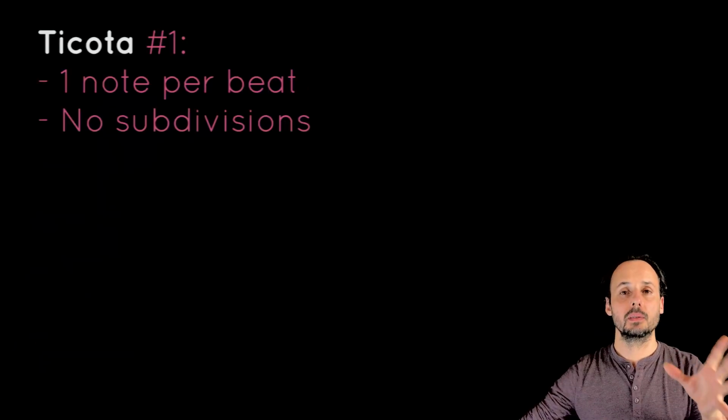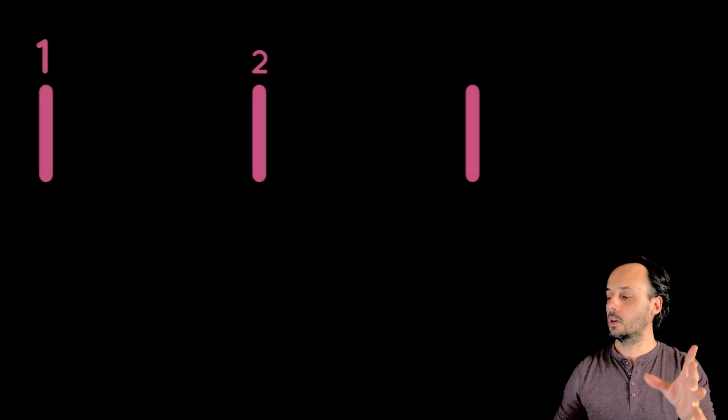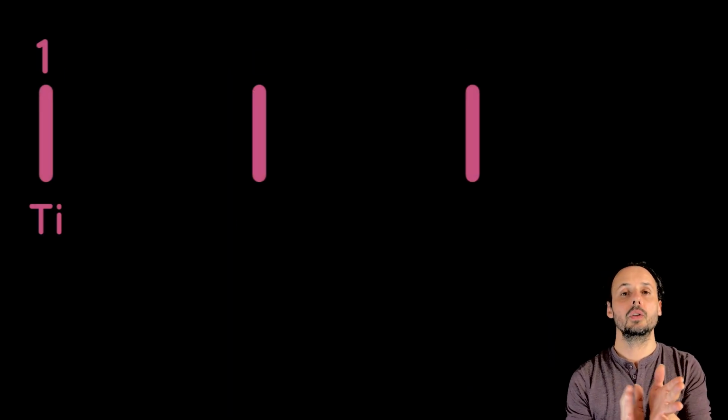First, we'll practice the 5 different subdivisions we talked about independently, one by one. First one, ticota, 1 note per beat. 1, 2, 3. Ticota, ticota, ticota.